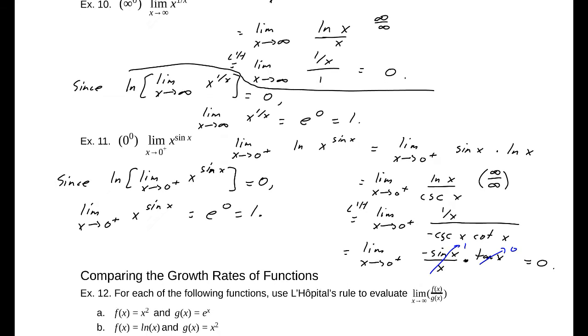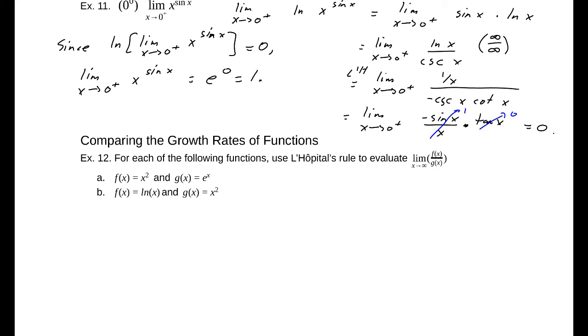Our last question is this idea of comparing growth rates. Now this actually works out to be a great lab, something to just play with. If we have some functions f of x and g of x and we take the ratio of them, it actually tells us something about how fast they grow. If the limit is a constant, then they grow at the same rate. However, if the limit is infinity, then the numerator function is growing much faster. If the limit is 0, that means the g of x function, the denominator, is growing much faster.